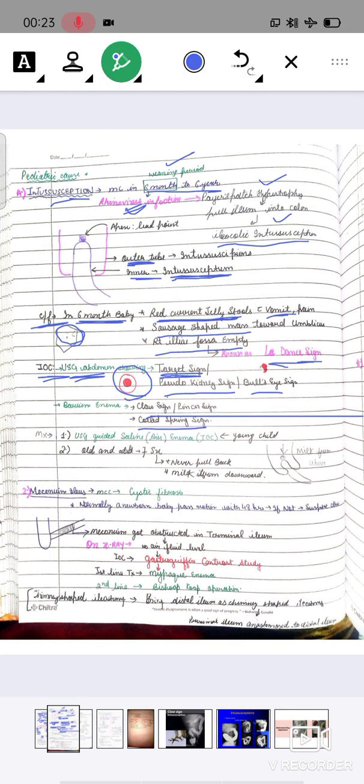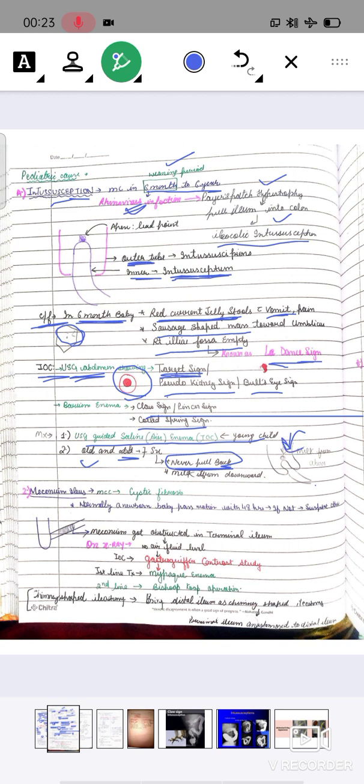The most successful management we used to do in the clinic is USG-guided saline or air enema for young children. For older children and for adults, we will go for surgery, and in this surgery we will apply pressure from above. It is written that we never pull it back from below. We will use pressure from above so that it will be reduced.